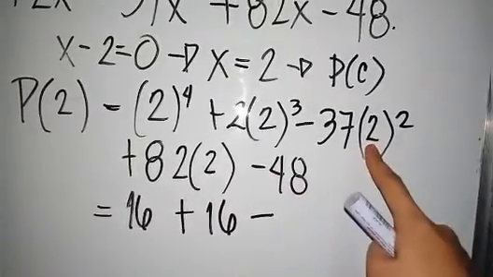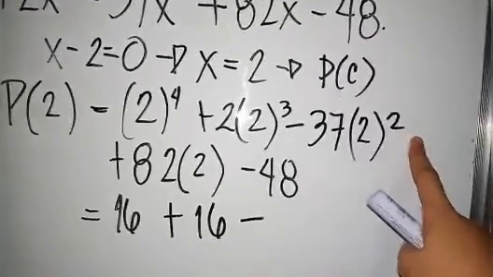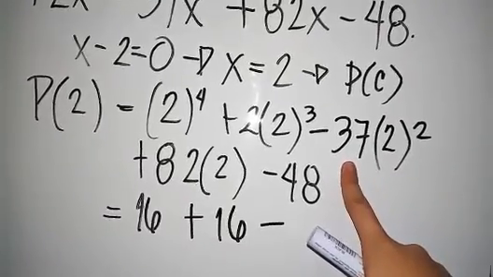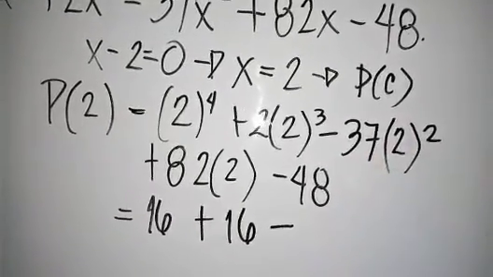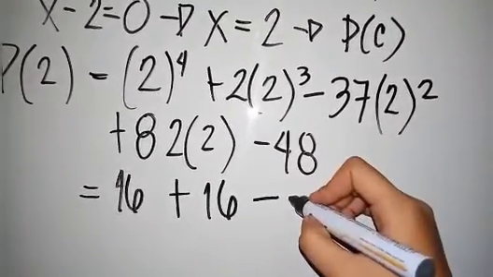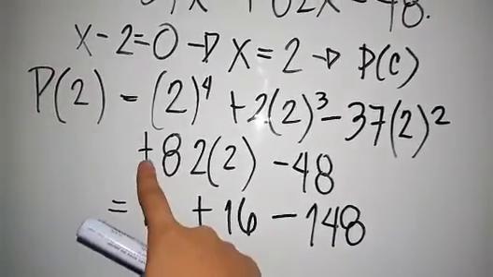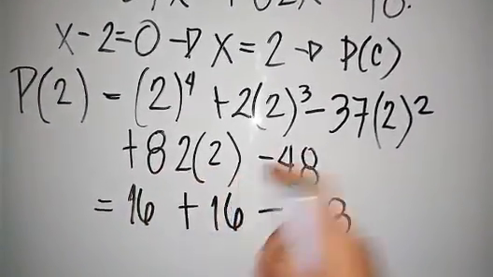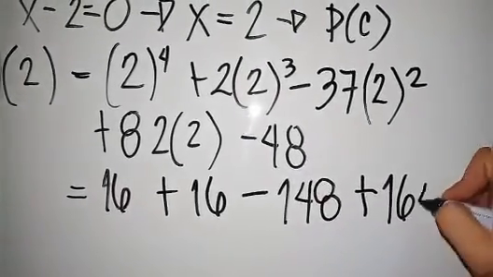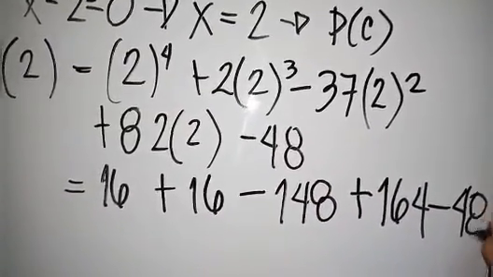Minus, so we have 2 square will give us 4. Then 4 times negative 37 will give us negative 148. Then next, we have positive 82 times 2 will give us positive 164. Then just copy negative 48.